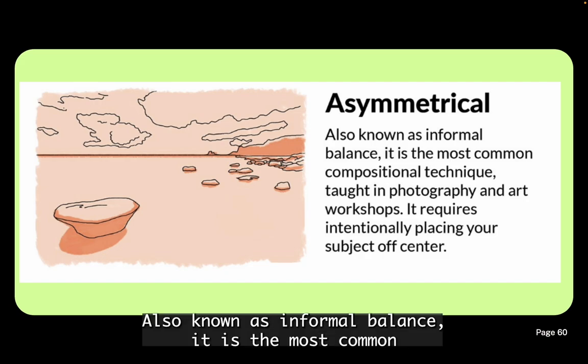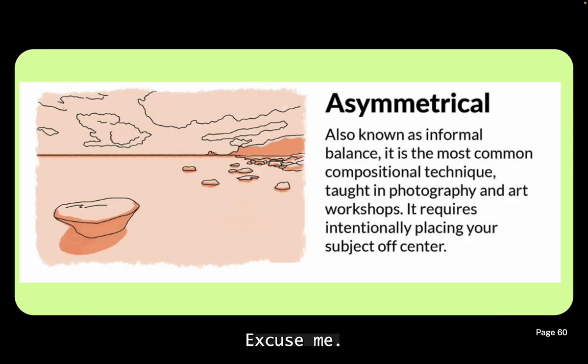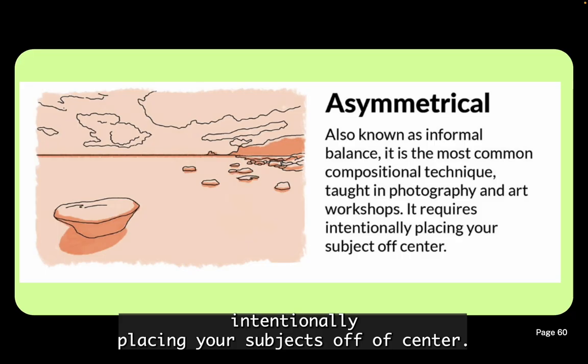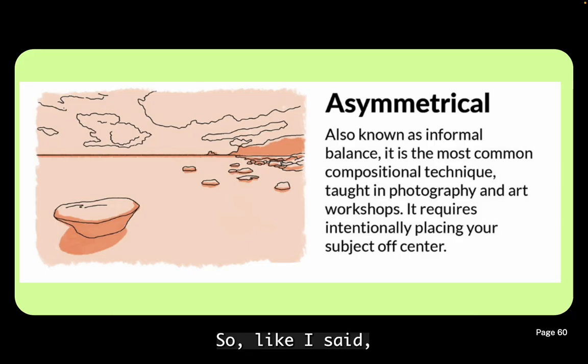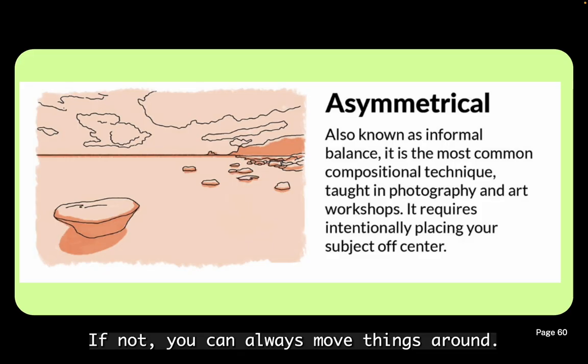Also known as informal balance. It is the most common compositional technique taught in photography and art workshops. It requires intentionally placing your subjects off of the center. So, like I said, you're going to find this in nature way more easily than not. If not, you can always move things around.